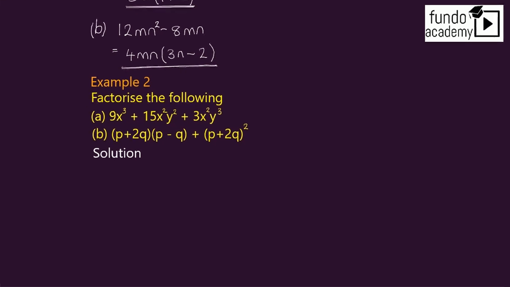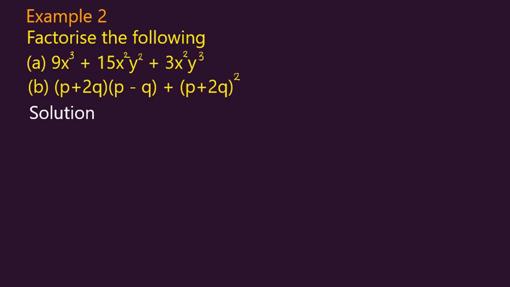Here's the solution. Starting with part A, where we have 9x cubed plus 15x squared y squared plus 3x squared y cubed. Right, so the first thing here, if you look at our terms, we can see that we can have a highest common factor, because that's the first step, to see if you have the HCF, the highest common factor. What is the highest common factor? Let's start with the numbers. We have 9, 15 and 3. What is the highest number divisible into 9, 15 and 3?